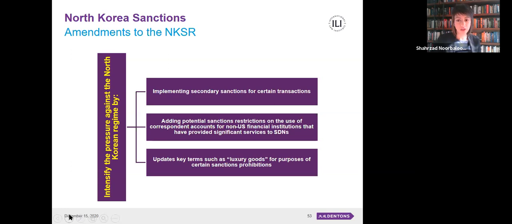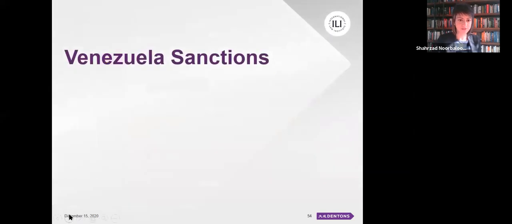These changes are unlikely to be of significant economic impact given the small size of the North Korean economy, but they do demonstrate an increasing focus and intensification of US policy with respect to North Korea. So I think I'll stop here, and then I'll pass it back over to Mike for a discussion of US Venezuela sanctions.